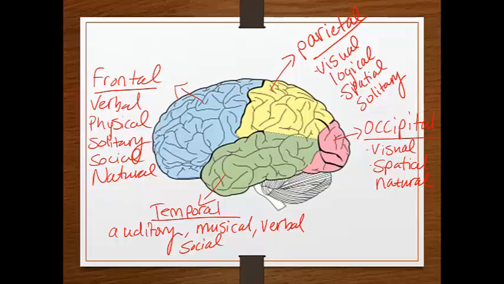Now, I want you to look at these lovely colors. And I want you to think about when you're teaching, what do you think your lesson plans right now are activating the most? What's interesting is our traditional schooling usually deals with the temporal lobe. It's failing to miss a lot of the other areas.